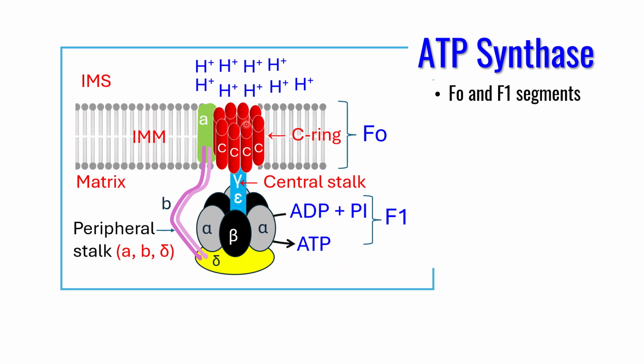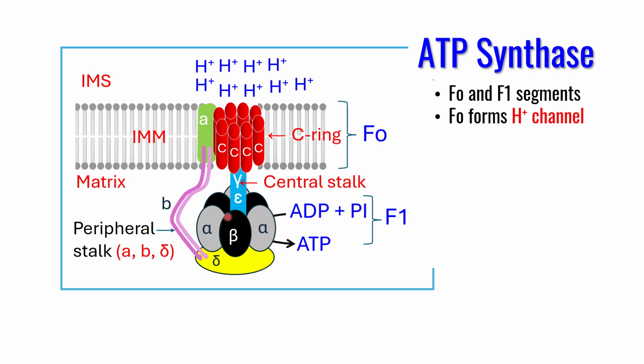In addition, there is an A subunit present close to the FO segment which performs the important function of directing the flow of protons through the C ring. In one complete rotation of 360 degrees, the number of protons flowing through will depend on the number of C subunits in the ring. Now let us discuss the structure of F1.